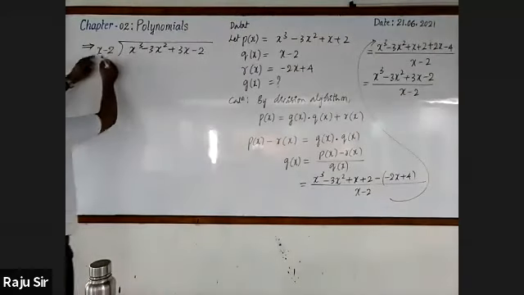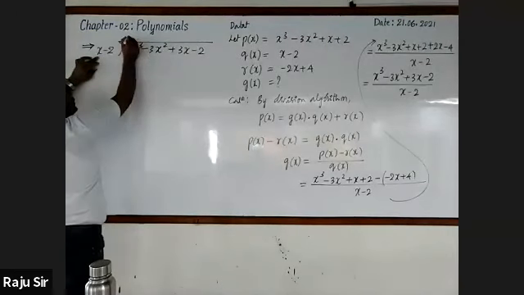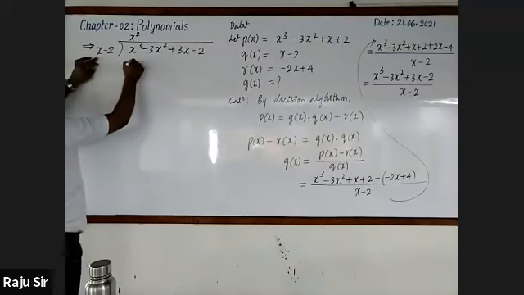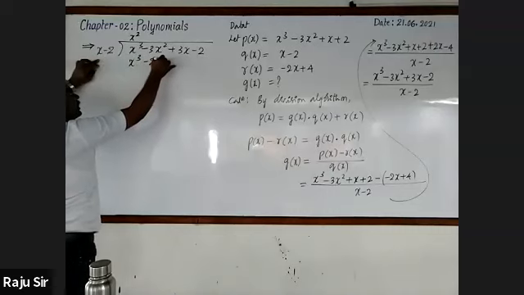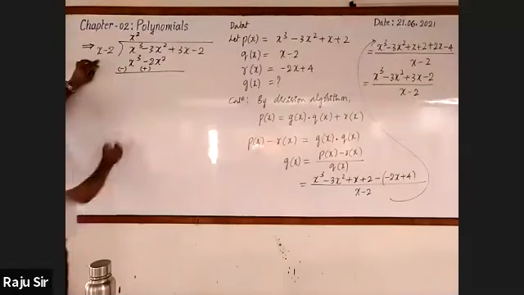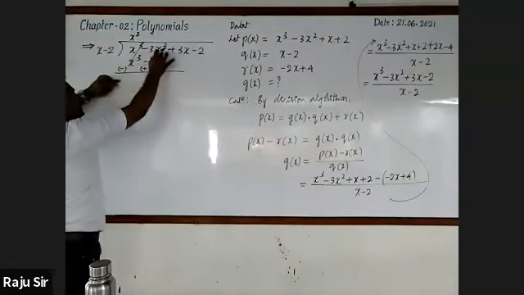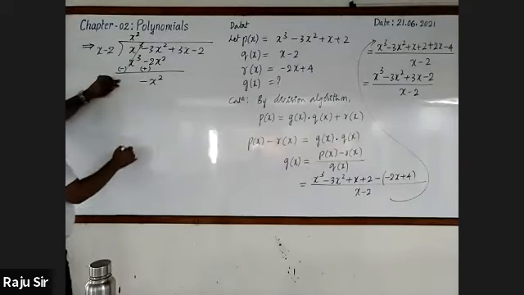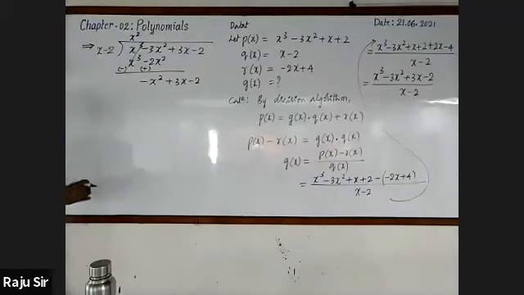Here, equalize the first term. With x, we have to multiply x square to get x cube. x square into x is x cube, x square into minus 2 is minus 2x square. Let us change the sign: this is minus and this is plus. x cube minus x cube gets cancelled. Minus 3x square plus 2x square is minus x square, plus 3x minus 2 as it is.